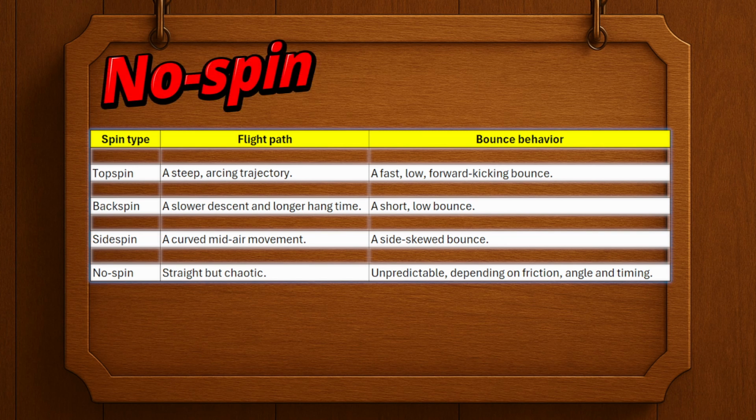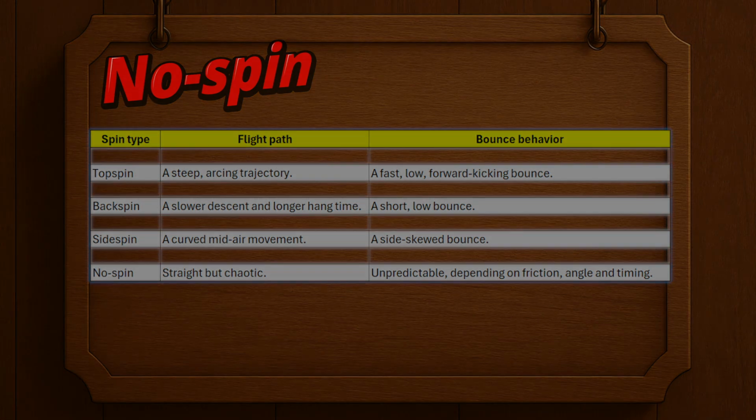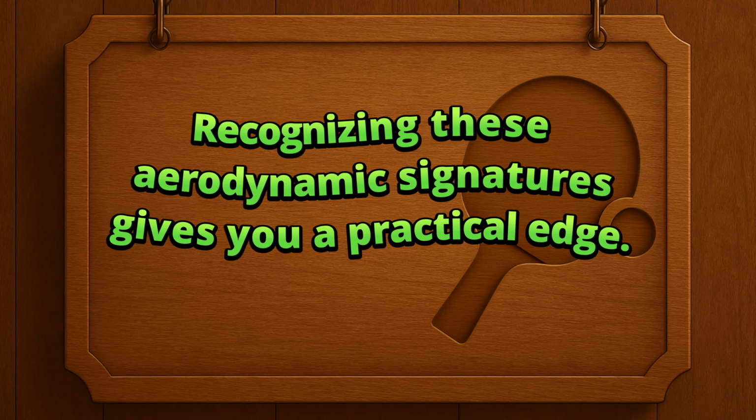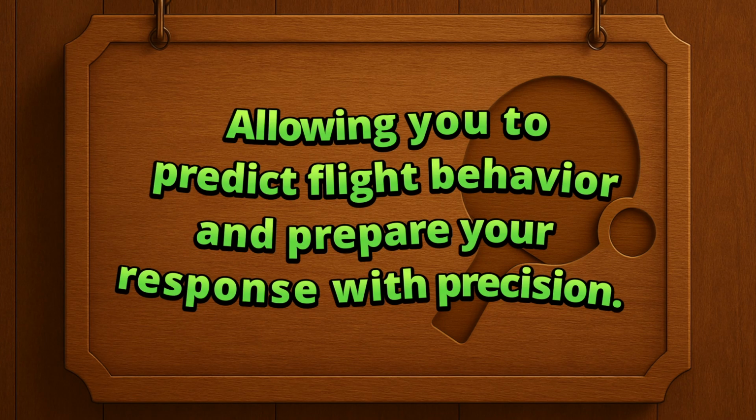No spin lacks Magnus stabilization. Its path is straight but chaotic, and its bounce is unpredictable, depending on friction, angle, and timing. It's subtle, but it breaks rhythm. Recognizing these aerodynamic signatures gives you a practical edge, allowing you to predict flight behavior and prepare your response with precision.